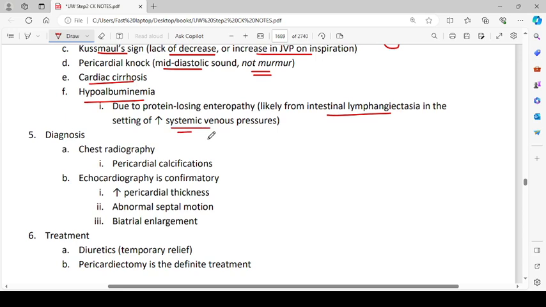So when there is an increase in systemic venous pressure, there is going to be intestinal lymphangiectasia, which means that the lymphatic vessels in the intestine will become dilated and they will not reabsorb the proteins, right? Due to this reason, there is protein losing enteropathy, and that can result in hypoalbuminemia.